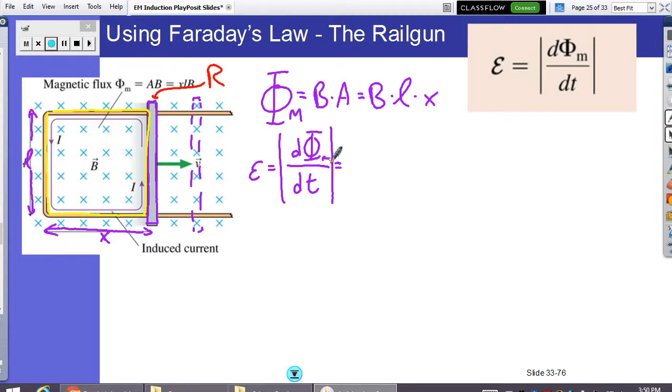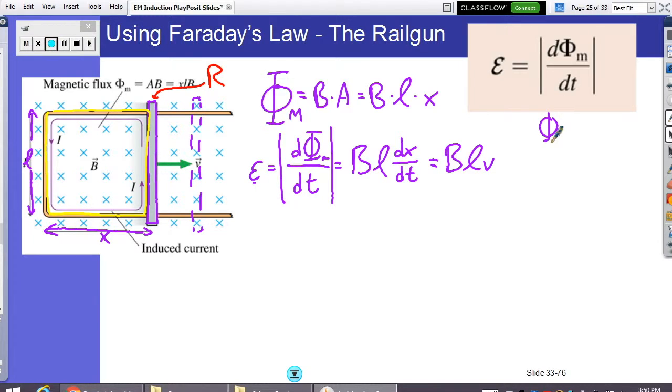All right, well, my magnetic field's not changing, so that's a constant. My length, L, isn't changing, but X is. So I can take a derivative of that. Well, if only we had another word for the derivative of position. Oh, wait, I do. Velocity. So it turns out that the faster my bar goes, the more and more EMF I get, the more and more voltage I get.